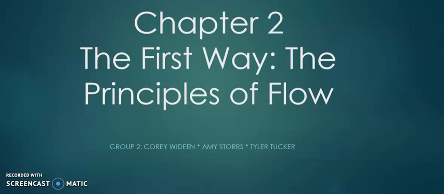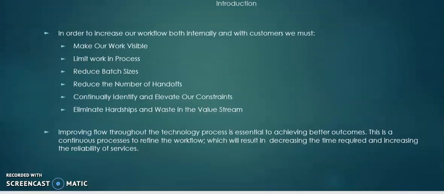In Chapter 2, we're going to cover how we can increase our workflow both internally and with our customers. Some of these items include making our work visible, limiting our work in process, reducing batch sizes, reducing the number of handoffs, continually identifying and evaluating our constraints, and eliminating hardships and waste in the value stream. Improving the flow throughout the technology process is essential to achieving better outcomes. This is a continuous process that will continue to be refined over time.